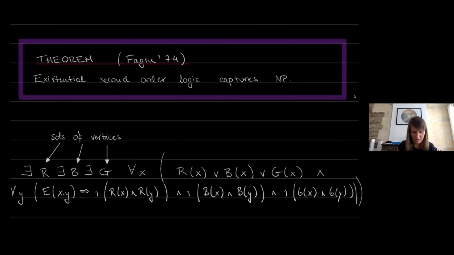I'm not going to define the existential second order logic, but this is an example formula of this logic that expresses the fact that a graph is three colorable. So we say that there exist R, B, and G, where R, B, and G are sets of vertices. In general, we can quantify over sets of pairs of vertices, sets of triples of vertices, etc. So this is the second order part. The sets R, B, and G are the colors, such that we have an arbitrary first order formula. In this case, this is a formula which says that every vertex has some color, and if we have an edge, then the vertices that belong to this edge cannot have the same color. So indeed, this defines graph three colorability.